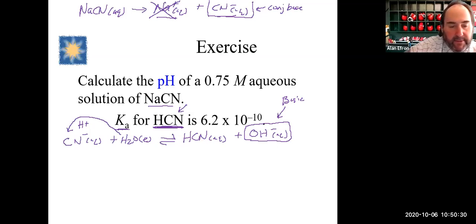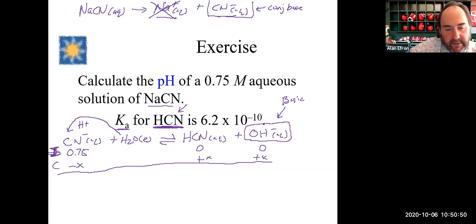All right, so now we should ice table it up. Initially here we do have 0.75 molar, 0 and 0. Change is going to be minus x, and plus x, which means when we get to equilibrium, 0.75 minus x, and x. This is going to go into our K expression here. It's going to be our products over reactants.